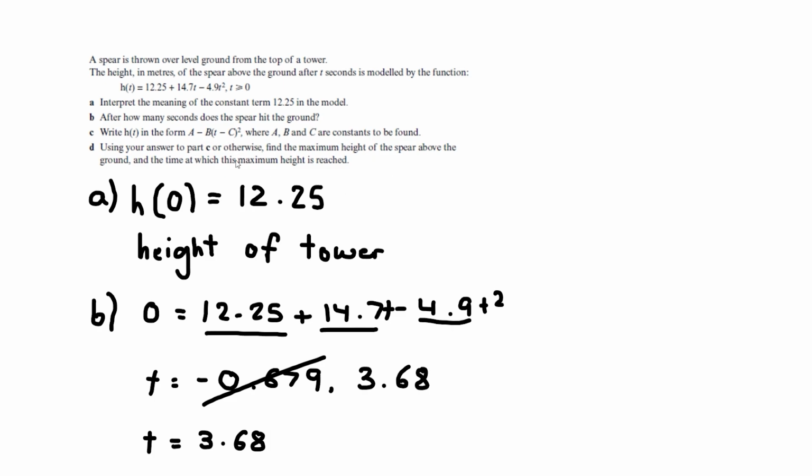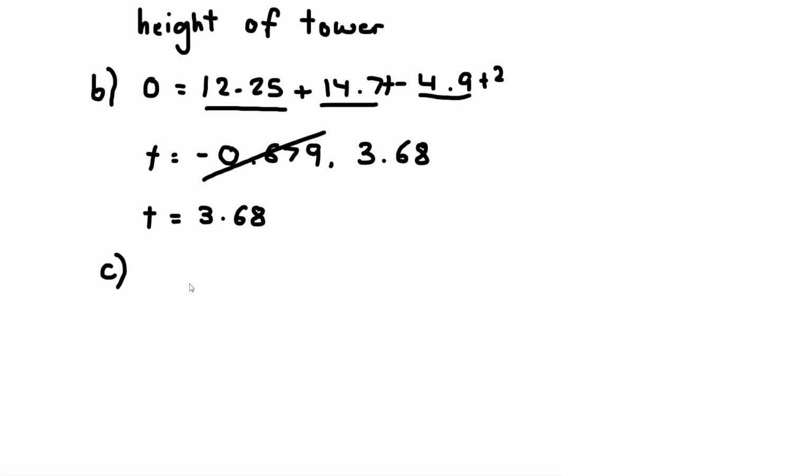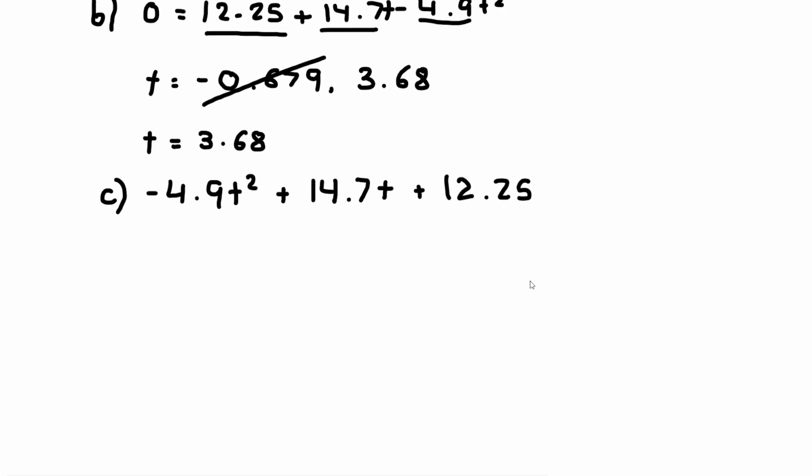So in this question, they're simply asking us to complete the square, right? So let's write the quadratic out. We've got minus 4.9t squared plus 14.7t plus 12.25. So they want us to complete the square, right?